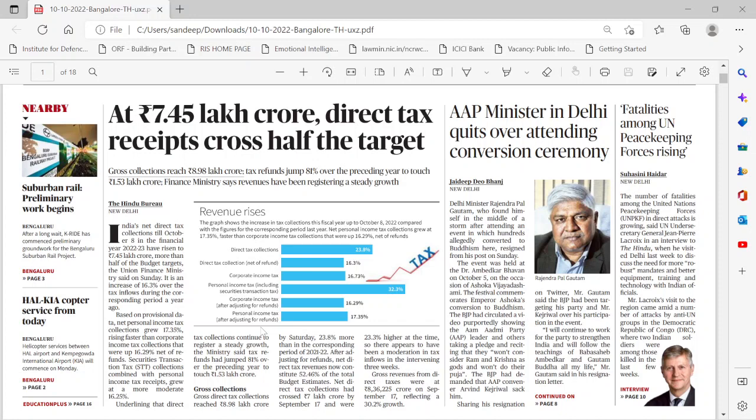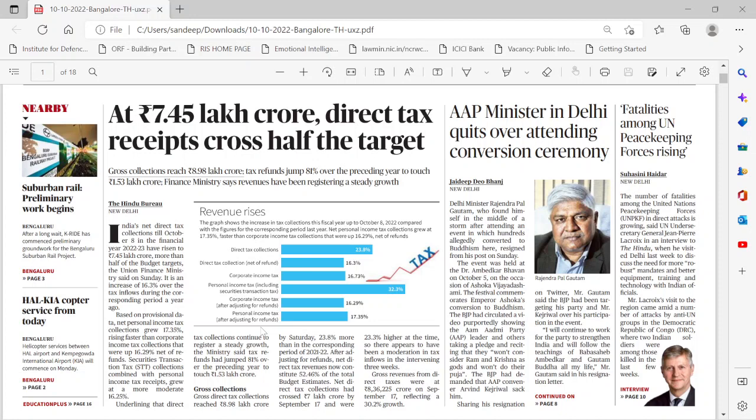So in ethics, when you write, attending these types of things will be seen by the public as supporting one religion against another, and it is wrong. So this is a violation of the code of conduct. It is for public servants, but it is applicable even to ministers. And that case study example you can write in your answers, guys.